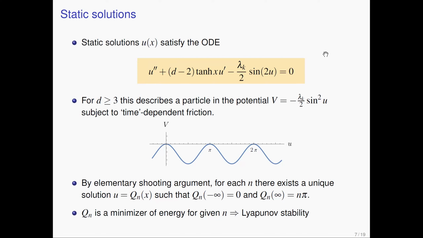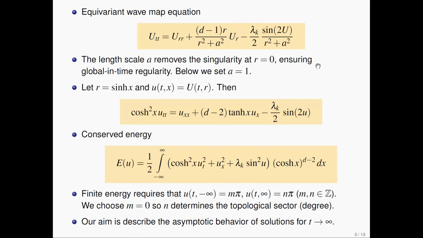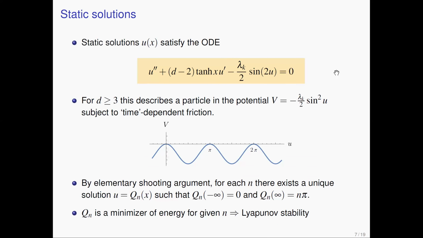And so before I come to that, I need to tell you about static solutions. So static solutions, the left hand side here is zero. Note that this equation does not have any obvious symmetry. So in particular, it's not translation invariant. So for static solutions, we have just this ODE.